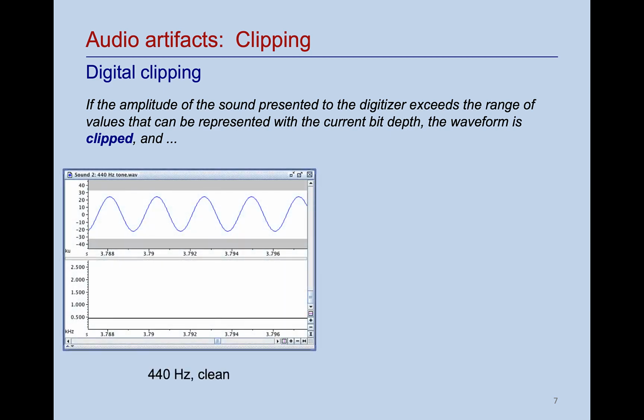Here we see a Raven window showing two panels. The top panel shows the waveform of the signal. The vertical axis represents the individual sample values. The bottom panel is a spectrogram. This is a pure tone at 440 Hz, or in musical terms, the A above middle C. And you can see in the spectrogram that there's just a solid horizontal line at 440 Hz. Let's listen to that.